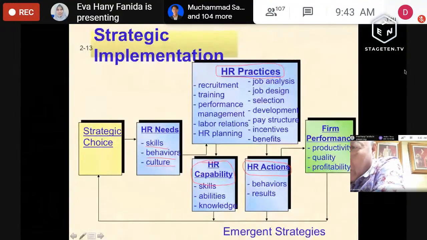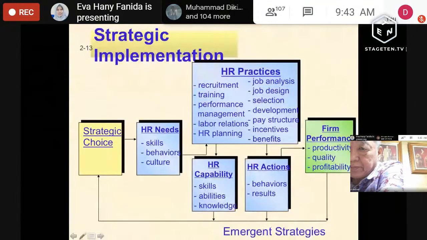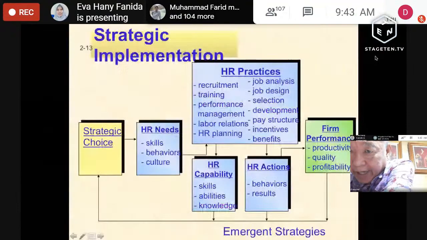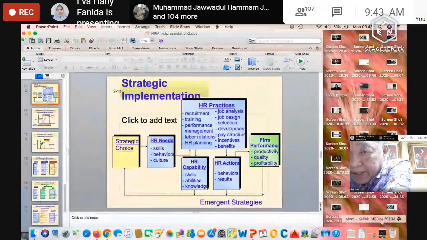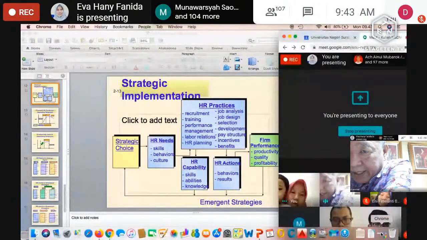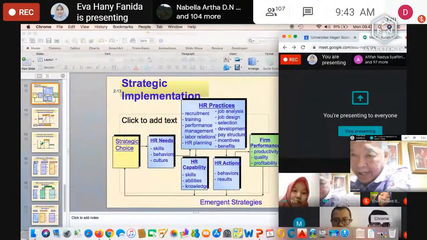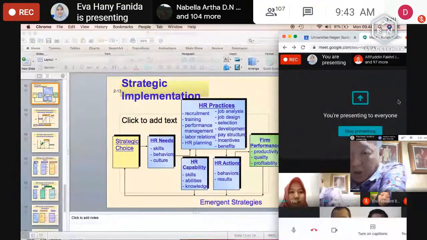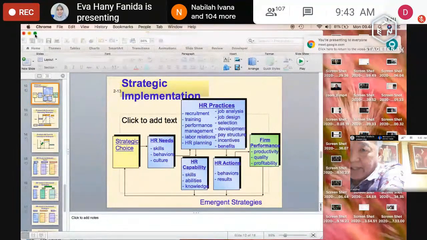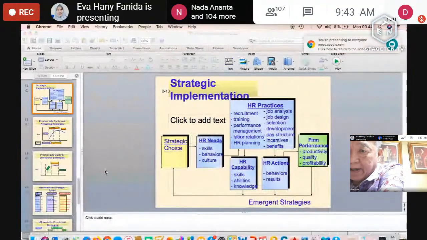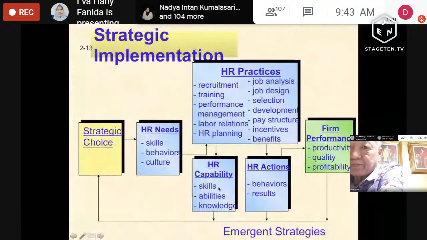So this one belongs to the individual employee. So skill, you can get skill, okay? HR capability includes skill. And you can see HR capability, you can get ability, and you can get knowledge. So knowledge, skill, and ability belong to the individual. HR capability consists of skills, ability, and knowledge.